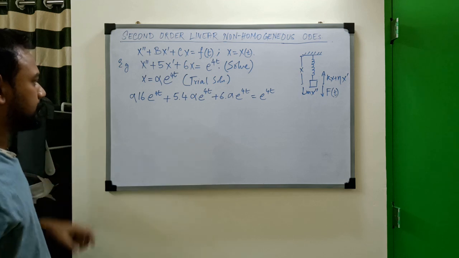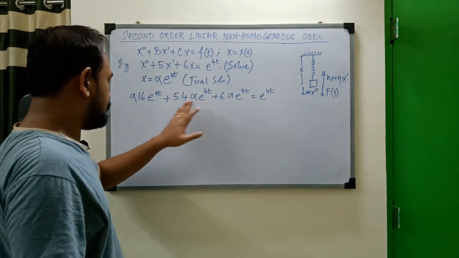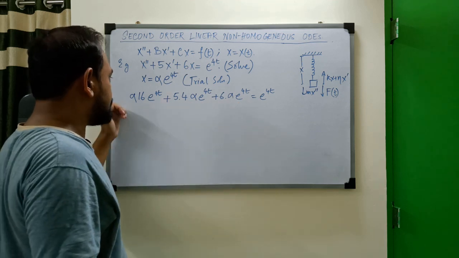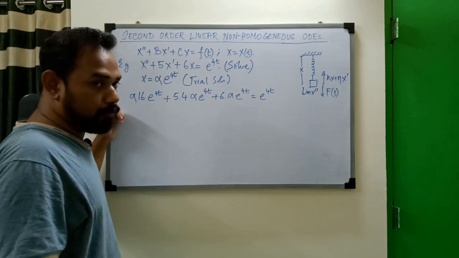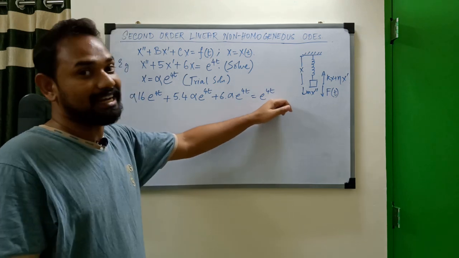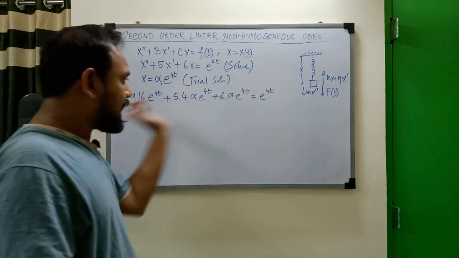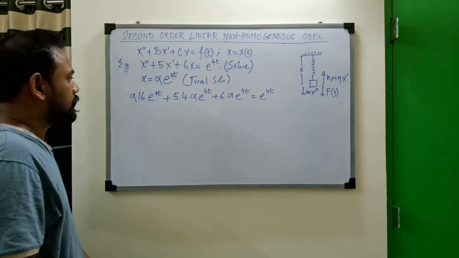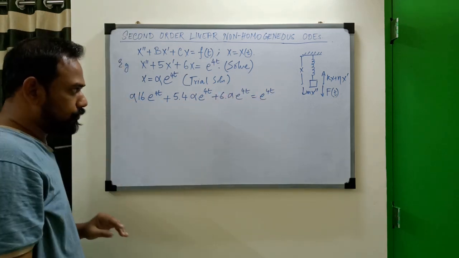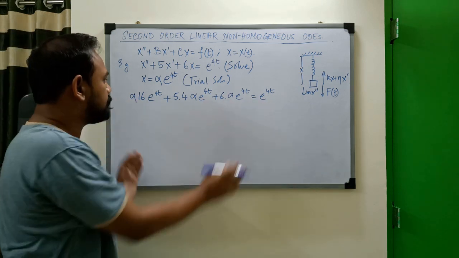Well, something is common. e to the power 4t is common in all of these terms, so I can take that out. And since exponentials are never 0, we have exactly the same exponential, e to the power 4t, on the right hand side, and it's non-zero, so we can cancel the whole thing out. So we don't have to bother about e to the power 4t in this differential equation, or in this algebraic equation now.